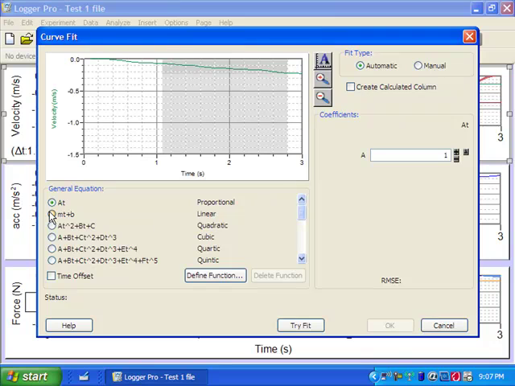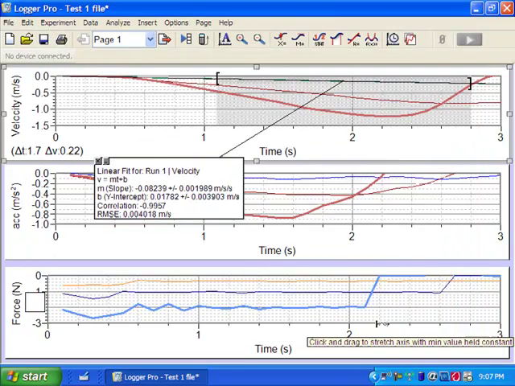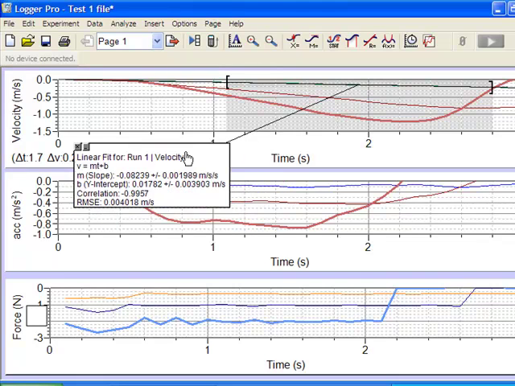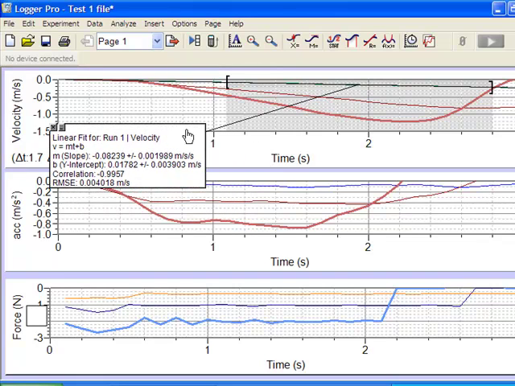And I say I want to fit it with a linear. I click try fit. I see up here that the line matches the data very nicely, and here's the slope and the y-intercept. So I click OK. So that tells me a slope of negative 0.08239, and it's meters per second, so that's meters per second squared. See, meters per second. So that's a pretty reasonable value for the velocity.